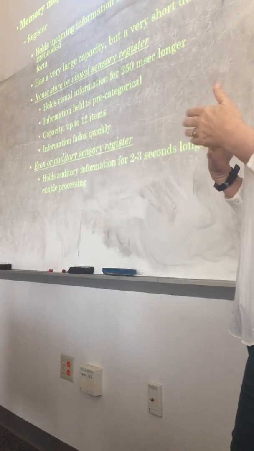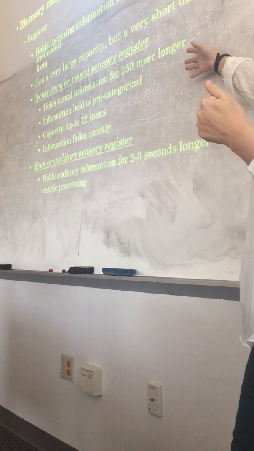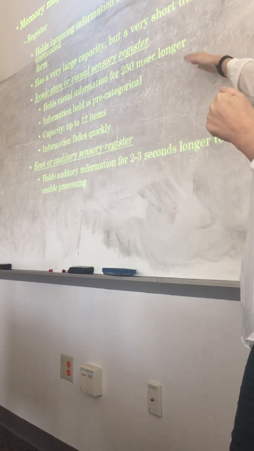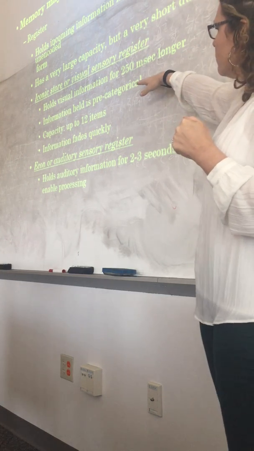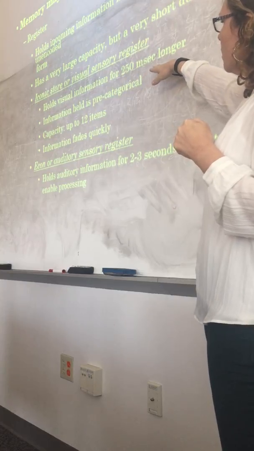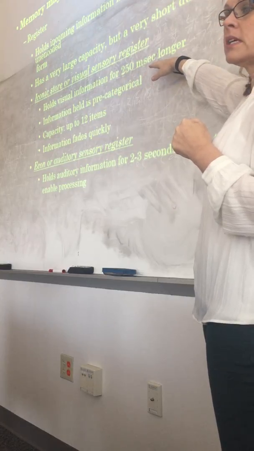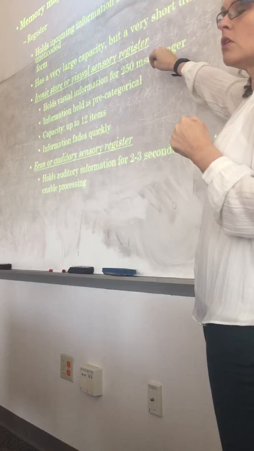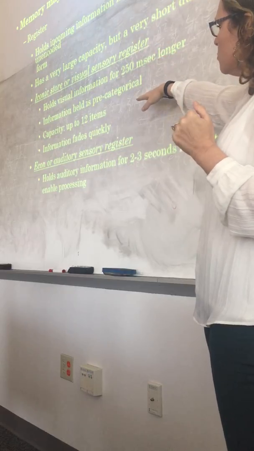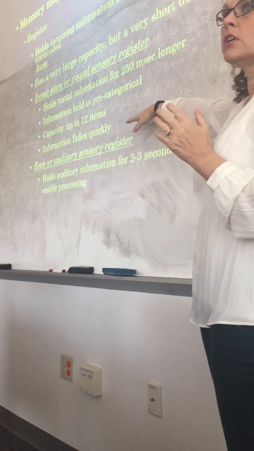You have a few different types of storage here. Your iconic, your visual sensory register. You can see that holds visual information 250 milliseconds longer. Okay, so it has about 12 items you can hold there, and then it fades very quickly.